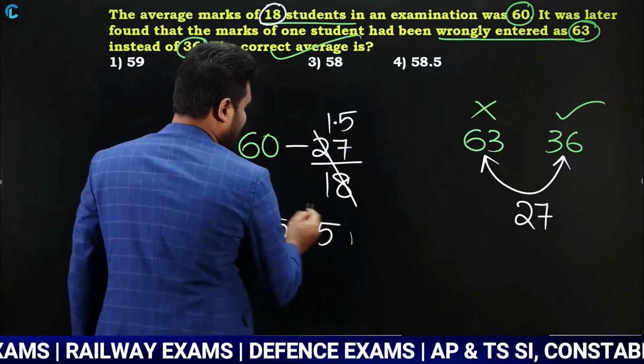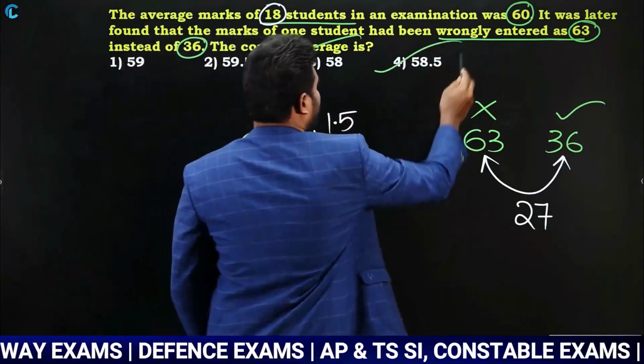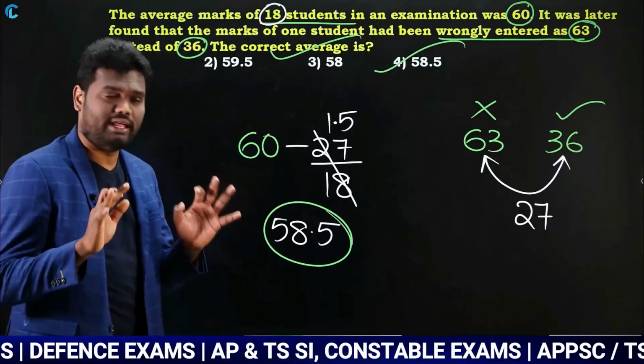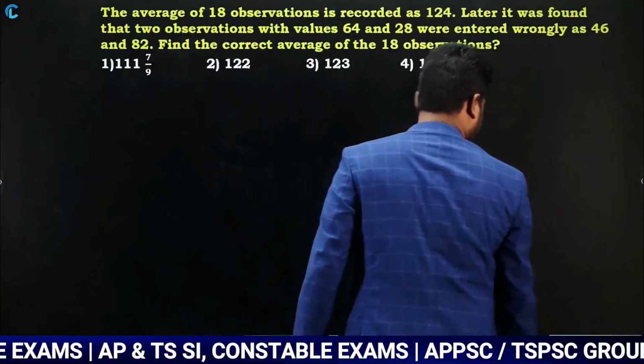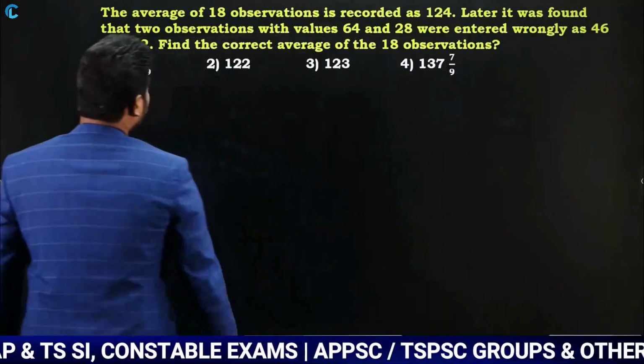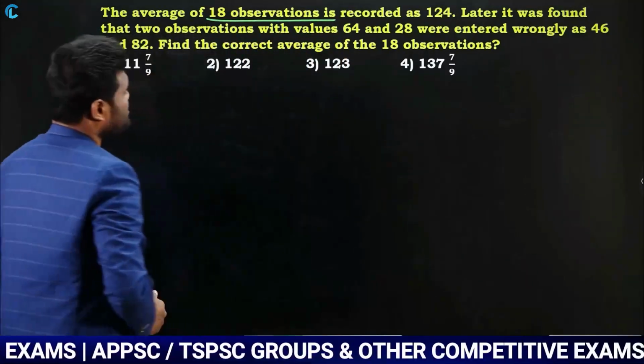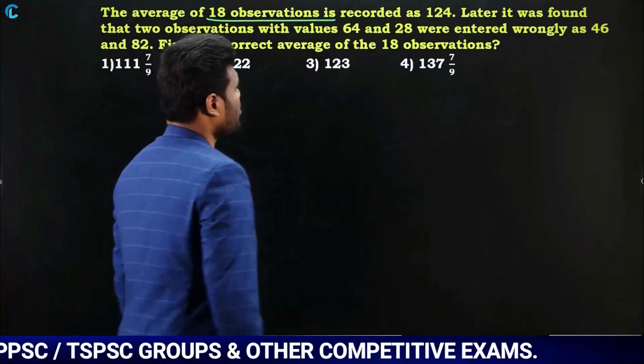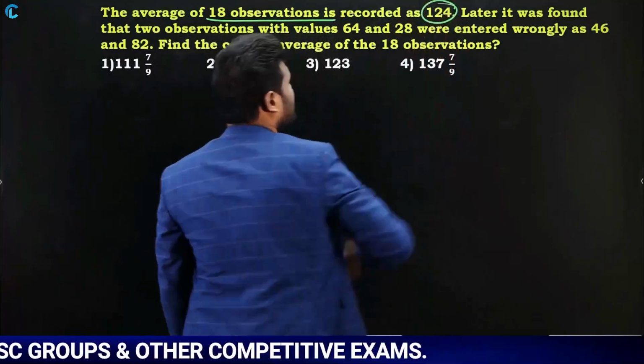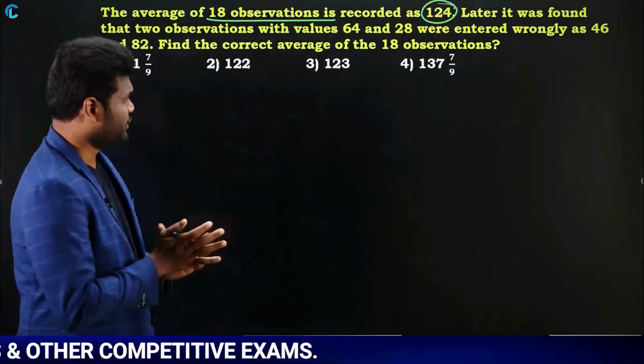Yes or no? So I can say that the answer for this question is nothing but 58.5. Very, very simple. Okay, let's look at the next one. The average of 18 observations is recorded as 124. 18 observations, average is 124.